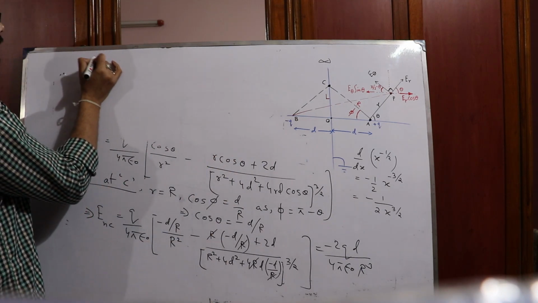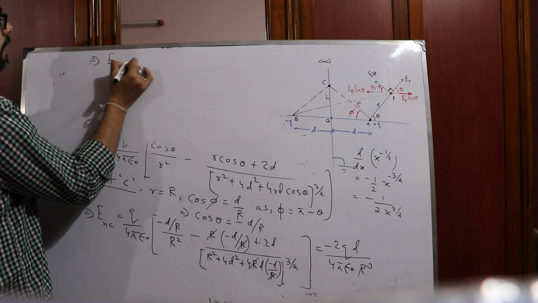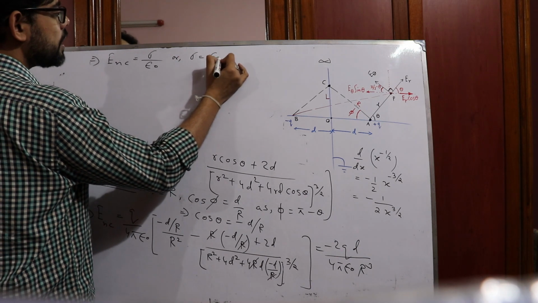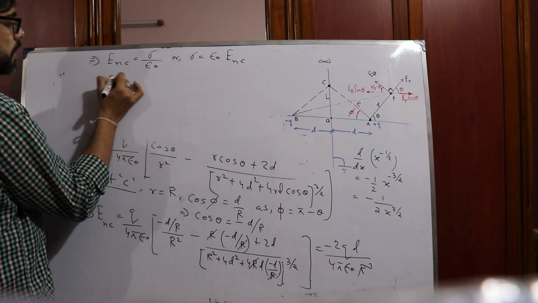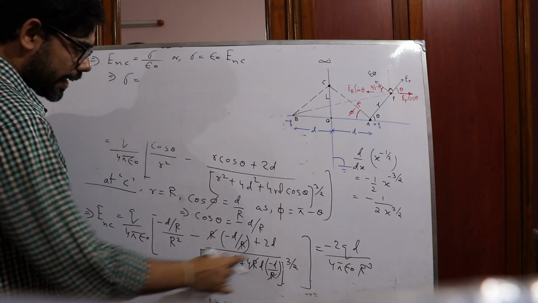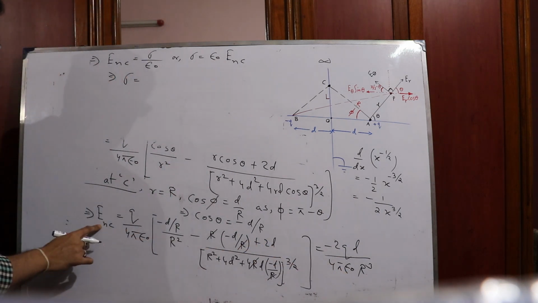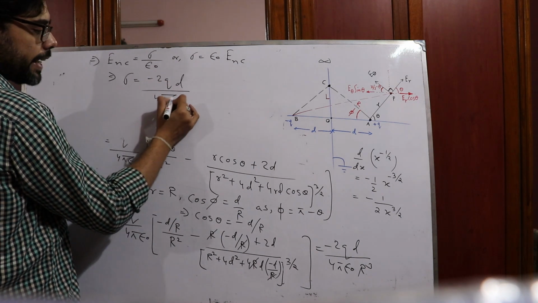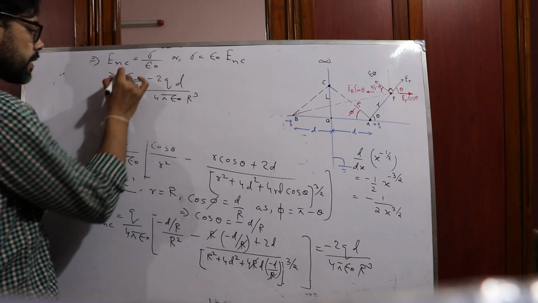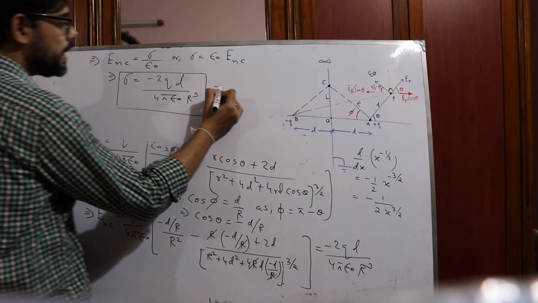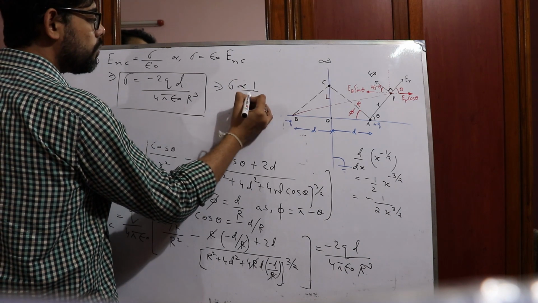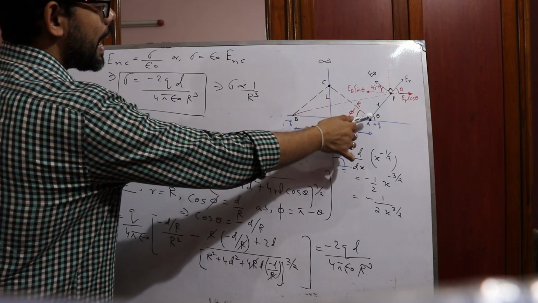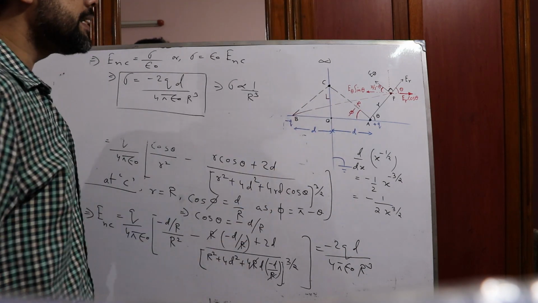We can write therefore E_NC equals sigma by epsilon 0, or sigma equals epsilon naught times E normal component. So sigma equals, if you multiply epsilon 0 with E_NC, you are left with minus 2qd divided by 4 pi epsilon 0 r cube. Very clearly you can see that sigma is proportional to 1 by r cube. So as capital R increases, the value of sigma decreases.